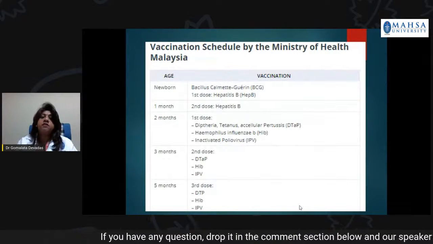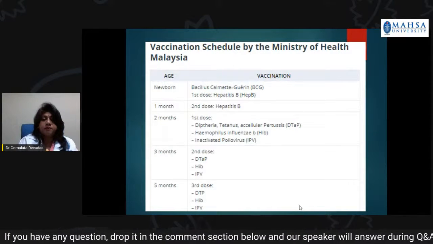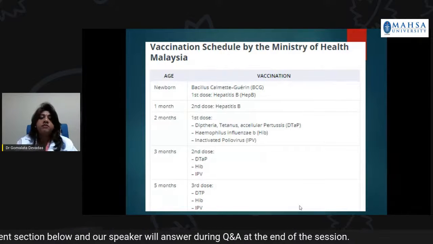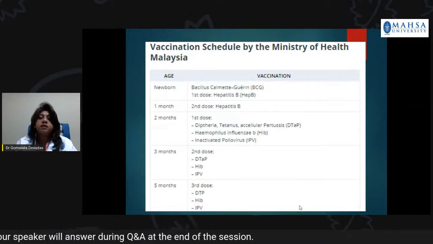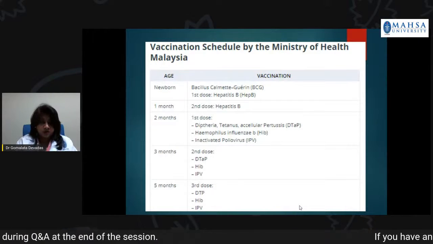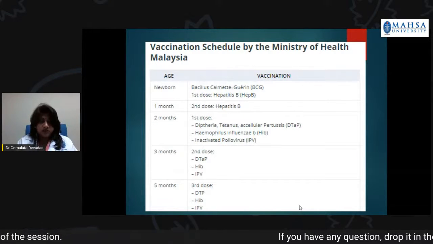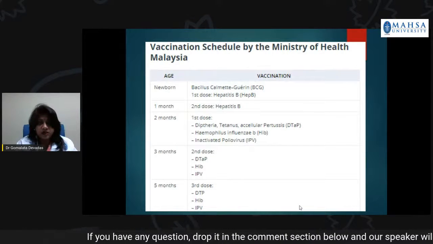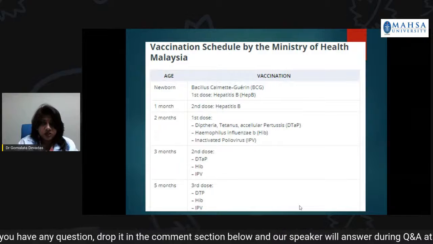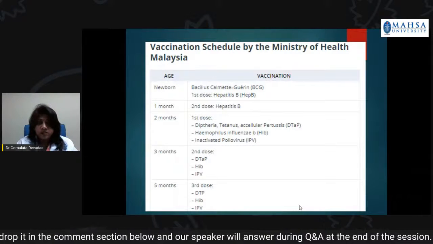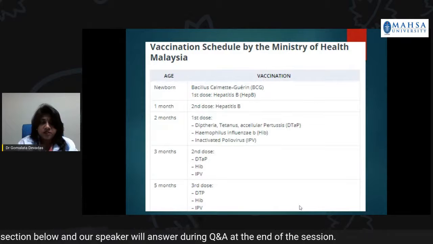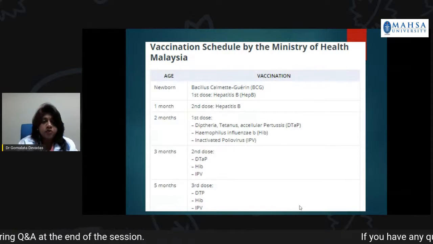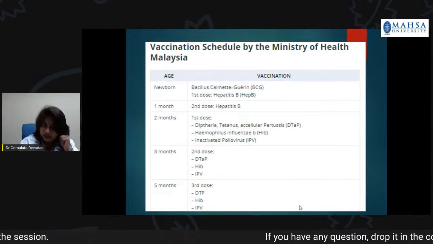So here we have the schedule by the Ministry of Health in Malaysia. These are the vaccines we provide to our nation. A child born, on the day of birth, will immediately be given BCG, called Bacillus Calmette-Guerin. Then they will be given the first dose of hepatitis B. This is compulsory. Any child born in Malaysia gets vaccinated.